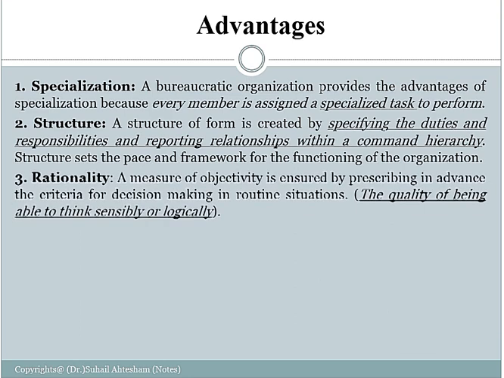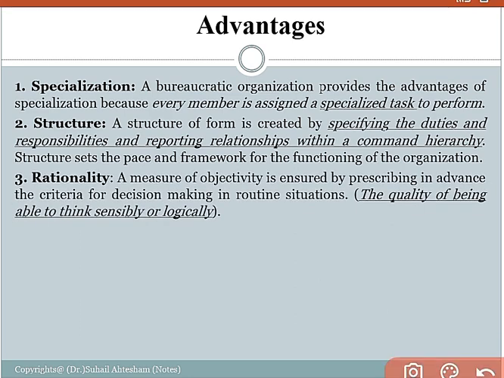Third, rationality. Rationality is the quality of being able to think sensibly and logically. If we implement this bureaucracy theory, the advantage is that at any level there will be employees who think in a positive way, and the criteria for decision making in day-to-day functioning will be improved.